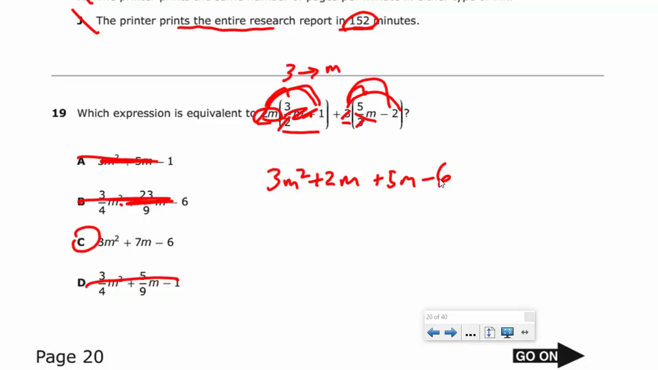All right, so how many m squares do I have? I have 3 of them. So I have 3m squared. I can add 2m to 5m because these are like terms. They both have m in them. So 5 plus 2 is 7m. And then minus 6. As you can see, this is actually the same thing as your answer. This is how you do it by hand. So whichever way you prefer, just please get the question right. That's all we ask, right?